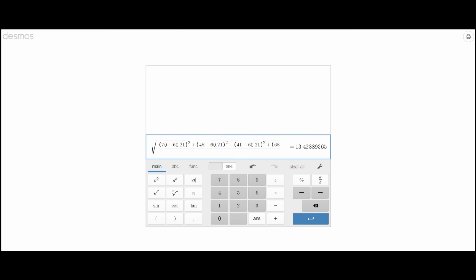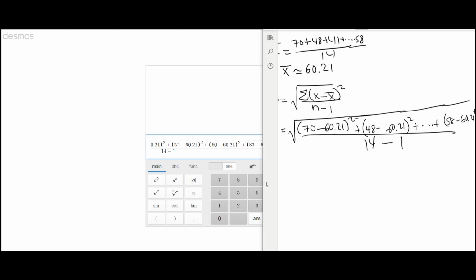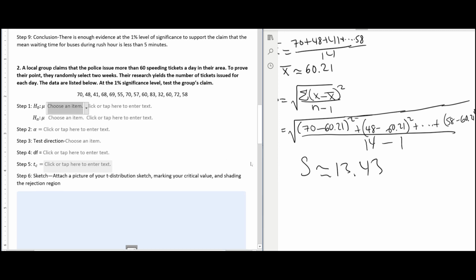All right, so I went ahead and did the calculation. I finished off the rest of the numbers. I typed in all of the numbers in the numerator, right? And then I typed in the denominator. The denominator shows up right here. And I get about 13.43. So that's going to be our standard deviation. That's going to be S. So S is approximately 13.43.